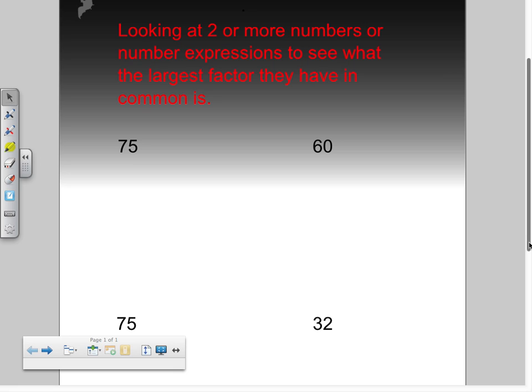Okay, so I have 75 and 60, and I'm not really sure what they have in common. I could list all their factors and look to see what the biggest one is. Or I could break both of those numbers down into their most basic components, and I could compare. So I'm going to do that. I'm going to prime factorize each of those numbers. I also kind of like prime factoring. So here we go.